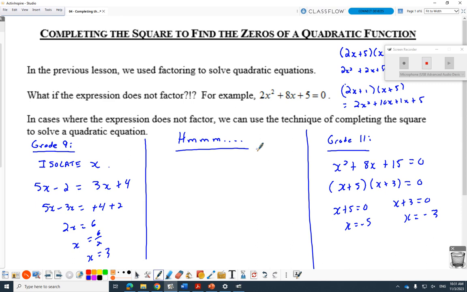By the time I'm done here, you go, OK, if it's x, isolate. If it's x squared, factor. That's not bad. That's fairly wise. It's not quite complete yet. Here it comes complete.